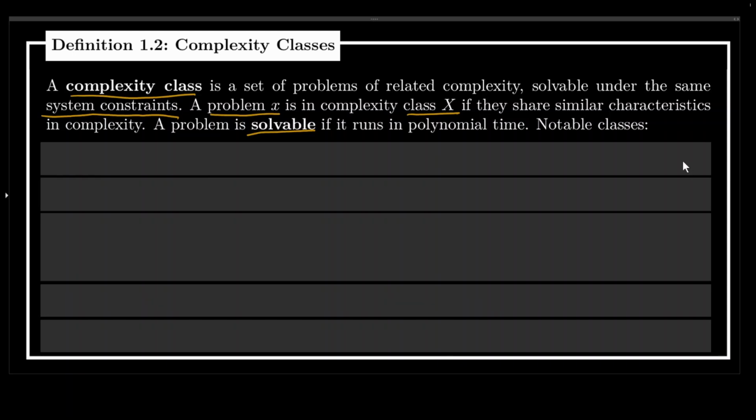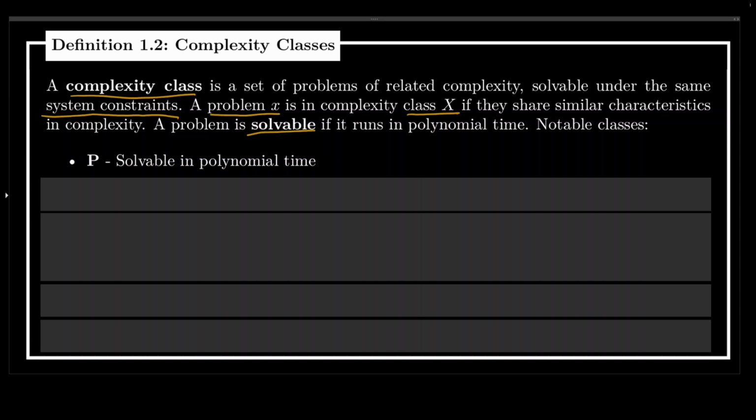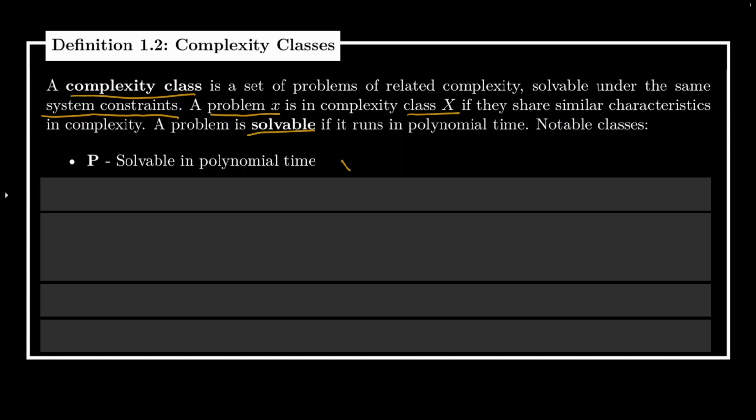So let's go over our first class here. Notable classes are P. If X is a member of P, so if X is in P, that must mean X's runtime is solvable in something that is polynomial. So something like n squared, where the runtime of X is less than or equal to something that is polynomial.